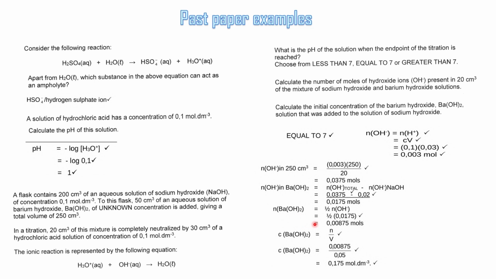Then you halve it because it's a 0.2, and then you just halve the 0.175. And you take the halved amount and you divide it by 0.05, which is the 50 centimeters cubed, and you have your total amount. 50 because you're solving for the BaOH.